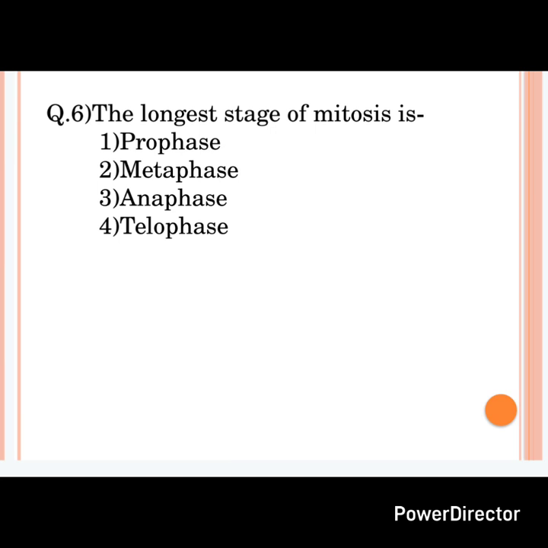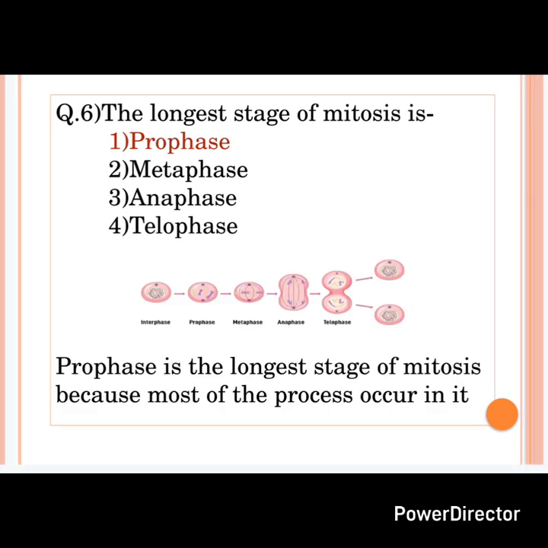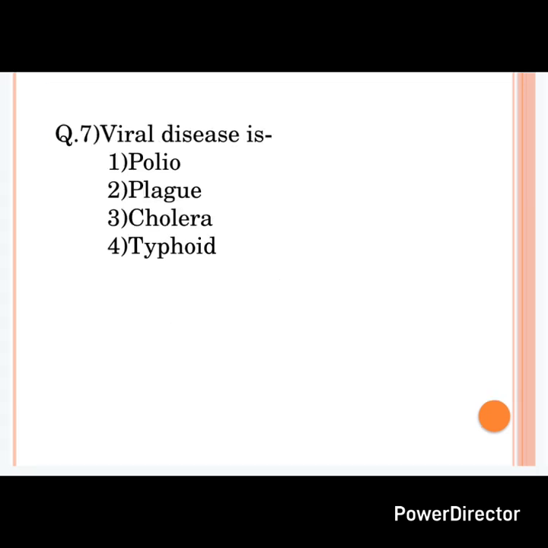Sixth one. The longest stage of mitosis is. So the stages of mitosis are given here. The first option, prophase; second option, metaphase; third option, anaphase; fourth option, telophase. For this the answer is prophase. Yes, prophase is the longest stage of mitosis because most of the process occurs in it. So the answer is prophase. Now let's see the seventh question.